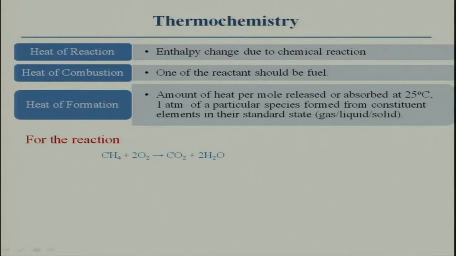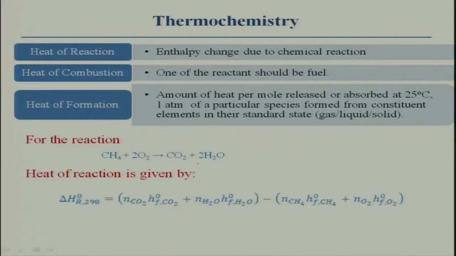So, one has to be aware of this. For this reaction, 1 mole of methane is reacting with 2 moles of oxidizer, or oxygen rather, giving the product of 1 mole of carbon dioxide and 2 moles of water. And heat of reaction will be basically n moles of carbon dioxide times the heat of formation of carbon dioxide, corresponding to 1 atmosphere pressure and 298.15 Kelvin, plus n moles of water times the heat of formation of water, minus n moles of methane times the heat of formation of methane, plus n moles of oxygen times the heat of formation of oxygen. That means I should know these values, right. Of course, how will I know these values?